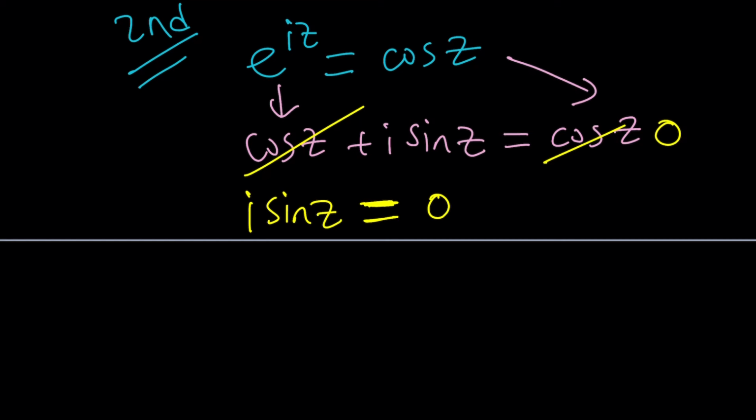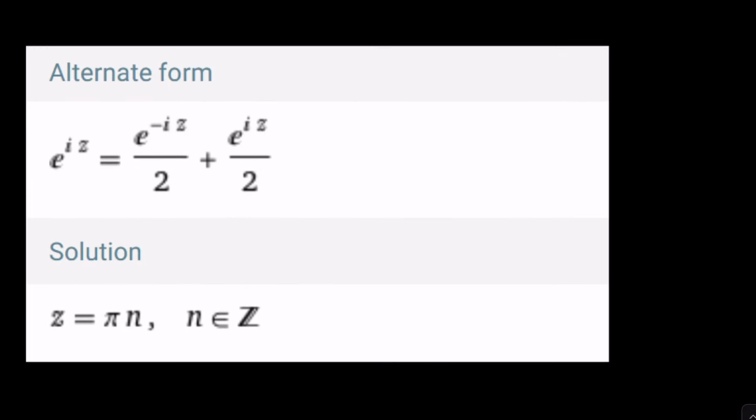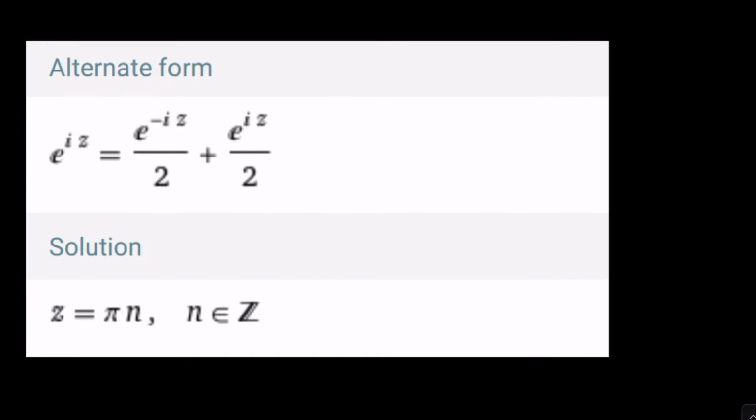All right, great. I don't know if I came up with a solution from Wolfram Alpha, but I believe I did. Here we go. The alternative form, we talked about this, did we? Yes. And the second one is going to be the solution.